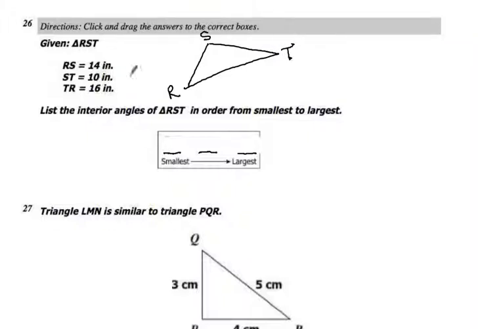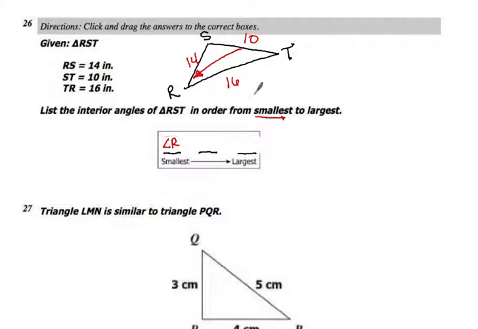All right. RS is 14. ST is 10. TR is 16. We want the smallest, so go to your smallest side. The angle opposite that is your smallest angle. So angle R is your smallest.